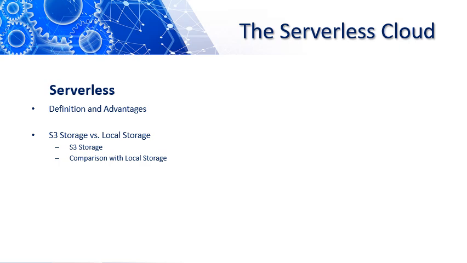Next, we have S3 storage versus local storage. Amazon S3 is like renting a massive, secure warehouse in the cloud, compared to the closet-sized space of local storage. With S3, there's no limit to how much you can store, and it automatically backs up your data. While local storage is fast and directly under your control, it cannot match S3's ability to grow with your needs, making it perfect for large-scale distributed applications.